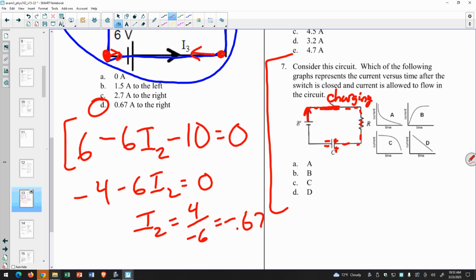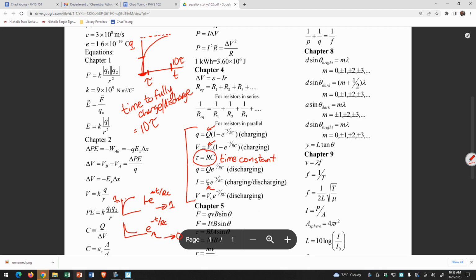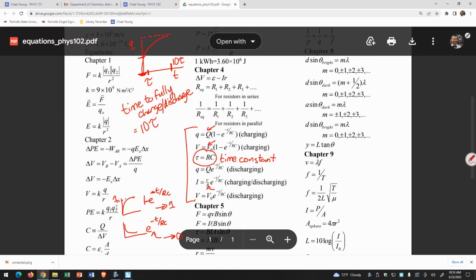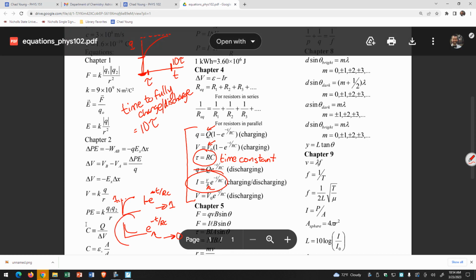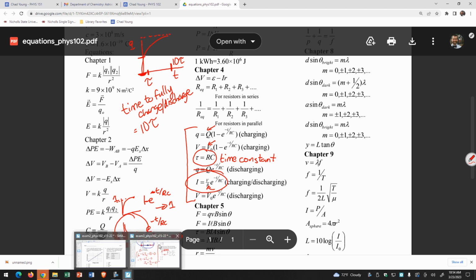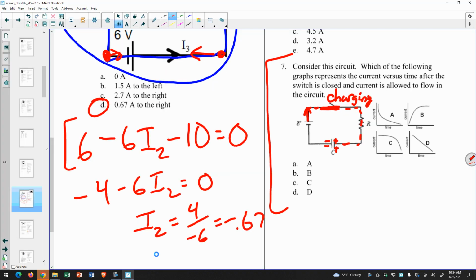Let's go back and look at the equation sheet. So the current for a charging capacitor looks like this. In fact, the current for a charging and a discharging capacitor will look the same. You'll initially have a big spike, and then the current goes down. So that is going to be the answer. It will look like A. A is the right answer for that one.